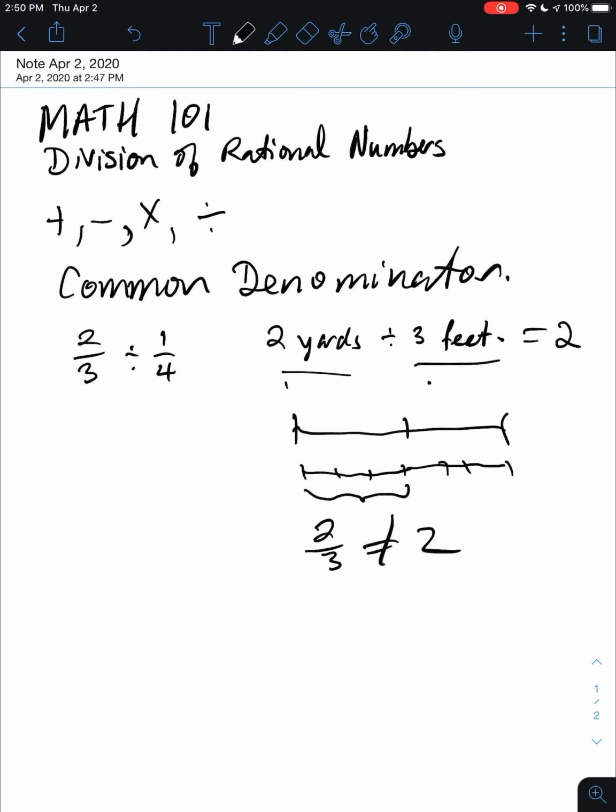This is very similar to when I was talking about adding. Say if I added 2 yards and 3 feet. The key here is to convert to the same unit. So I need to convert yards into feet, and 6 feet. So 2 yards is really 6 feet. And I divide that by 3 feet. And I'm going to get the correct answer of 2 if I just divide the numbers.